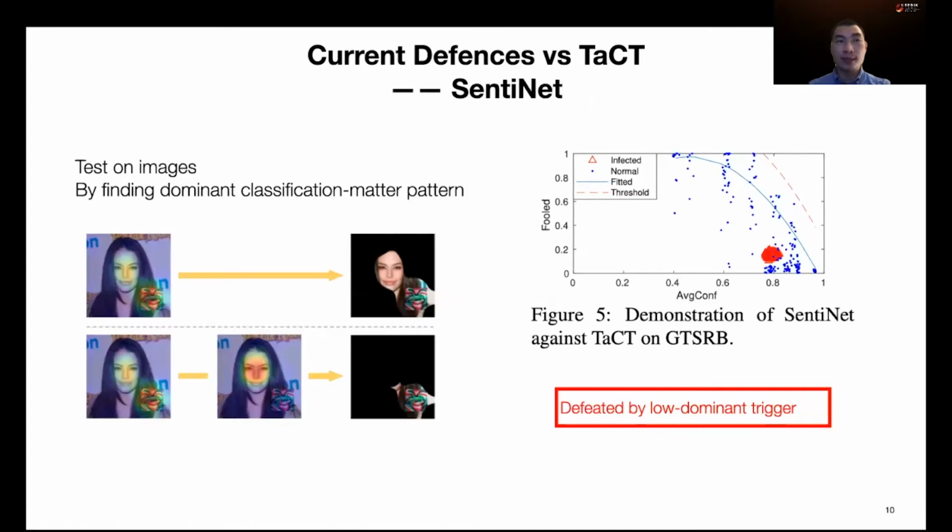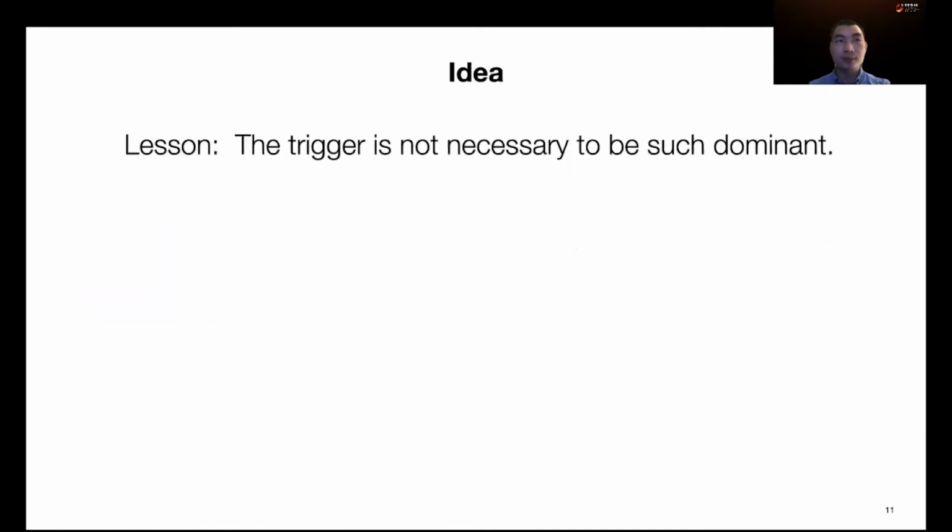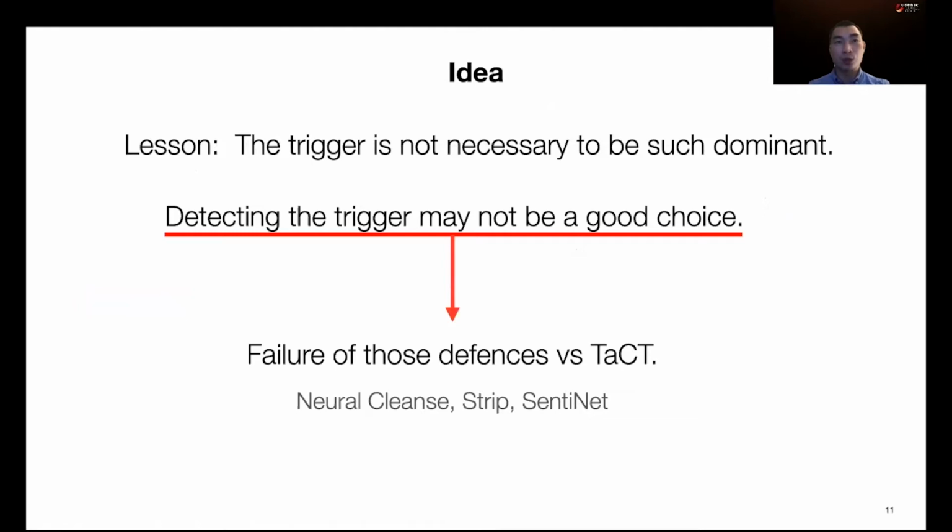The fourth one is SentiNet. It tests every image and extracts the non-common salient part of the input. It detects trigger-carrying images by checking whether pasting the extracted part on other images will still introduce misclassification. Like STRIP, the low-dominance trigger of our TaCT bypassed this detection. From these experiments, we confirmed that the trigger does not need to be so dominant, so detecting the trigger may not be a good choice.